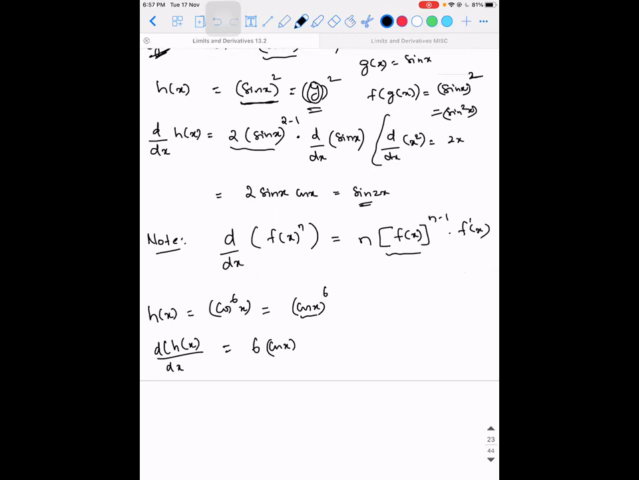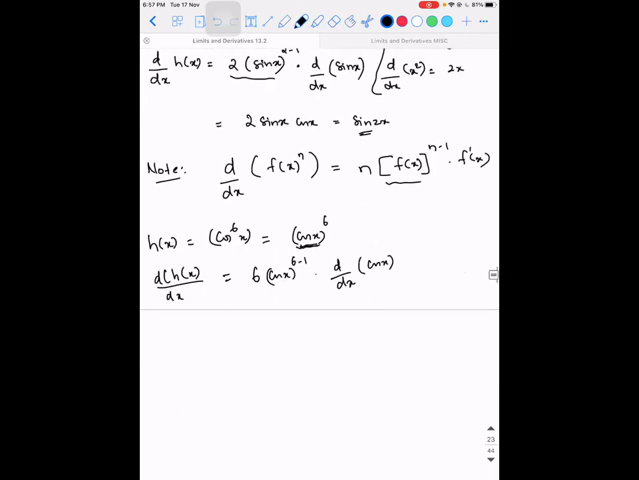6 into cos x to the power of 6 minus 1 into what? d by dx of what function should I differentiate? Cos x, sir. That's right. So it is 6 into cos power 5 x into the derivative of cos x, which is minus sin x. That's the answer: minus 6 sin x into cos power 5 x. Clear? Yes, sir.